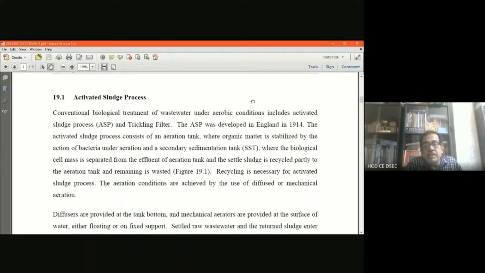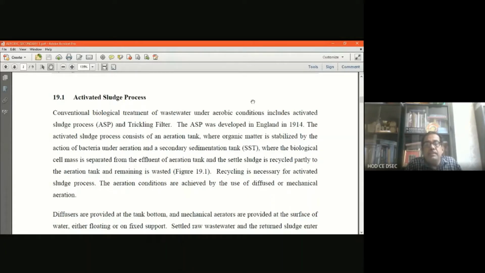This treatment process was first developed in 1984 in England, and after that it acquired a tremendous popularity in the treatment of wastewater. Now, the activated sludge process consists of an aeration tank where the organic matter is stabilized by the action of the bacteria under the aeration, and along with the aeration tank there is a secondary sedimentation tank, SST, where the biomass, that is the sludge, is settled, and the clear effluent goes out from that sedimentation tank.